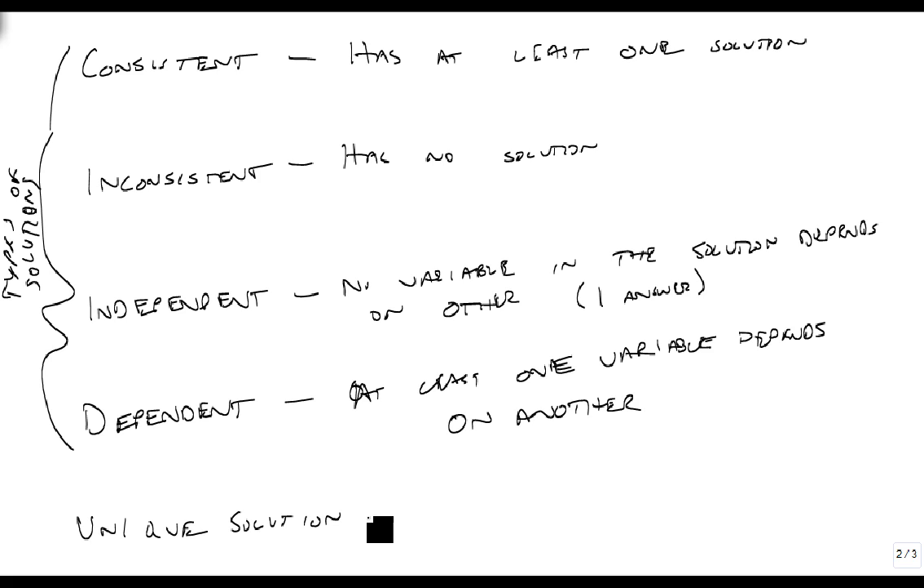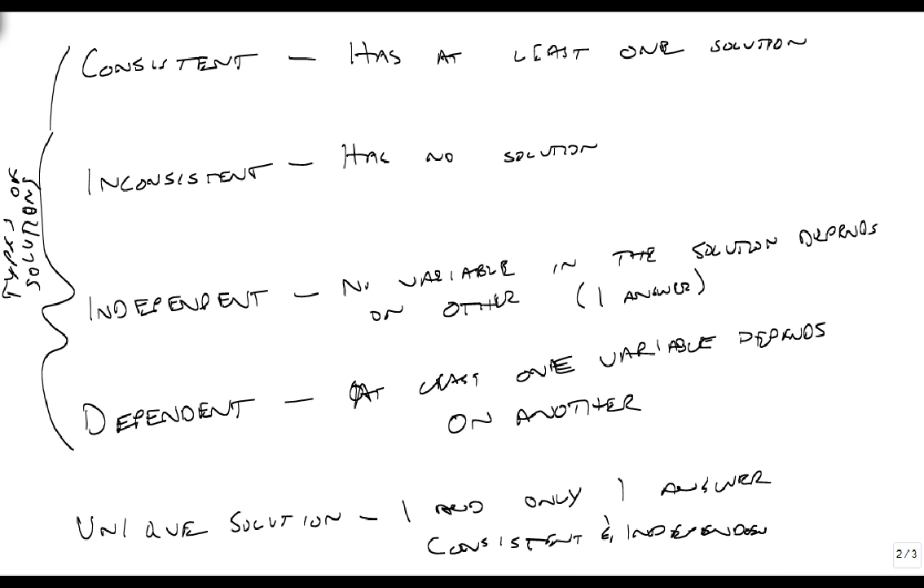And a unique solution is a case where there is one and only one answer. So this means a unique solution comes from a consistent and independent system. If you can find just one answer, then it's a unique solution, no matter how you get there.